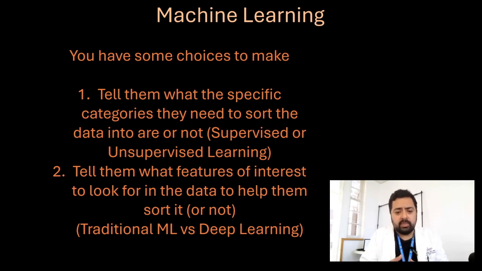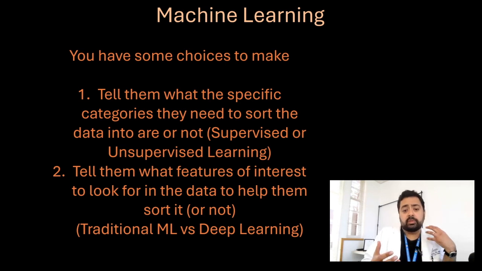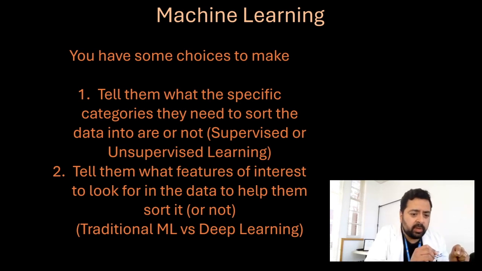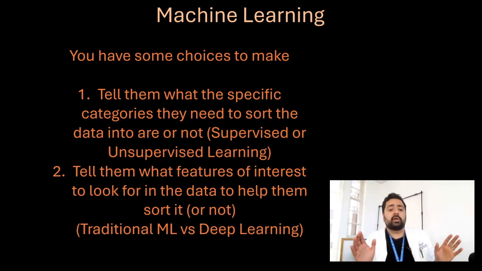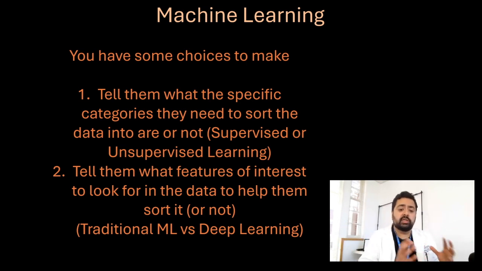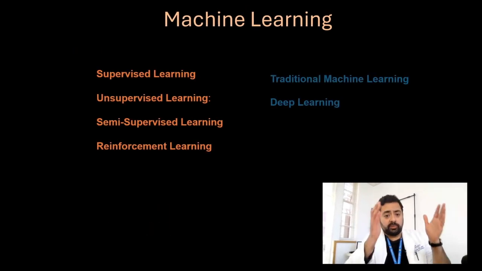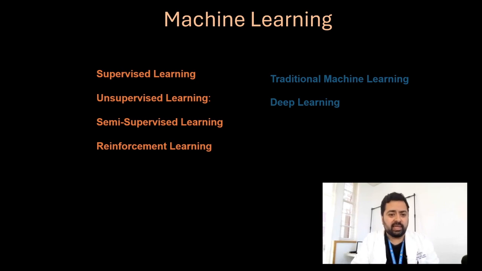We're going to look at an example of this, but this is where there's a difference between supervised and unsupervised learning. The second thing is, do you tell the algorithm what to pay attention to in the data, or do you just give it the data and let it figure it out? This is the difference between traditional machine learning models and deep learning models. So let's start looking at some examples. Here are the two categories, and now let's look at an example.